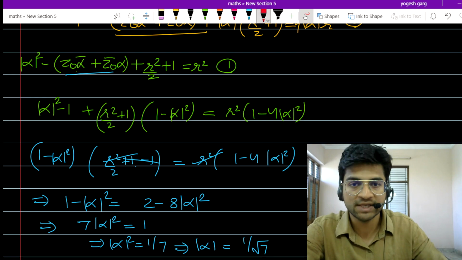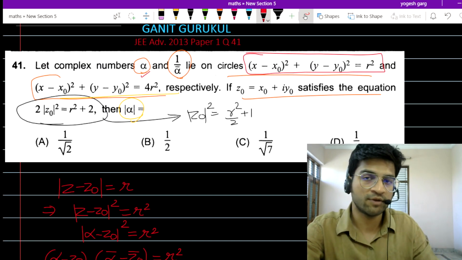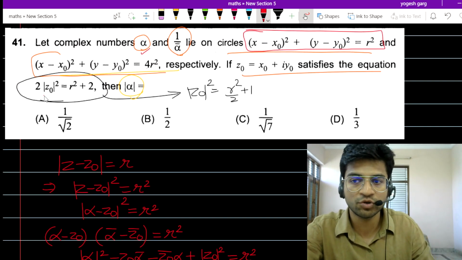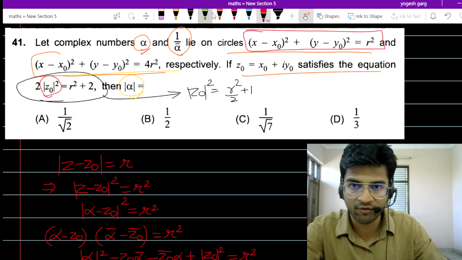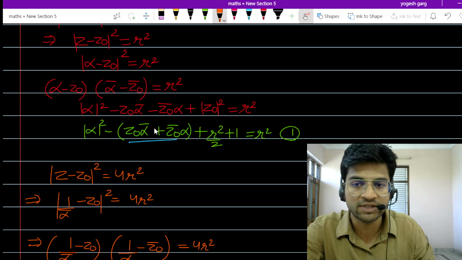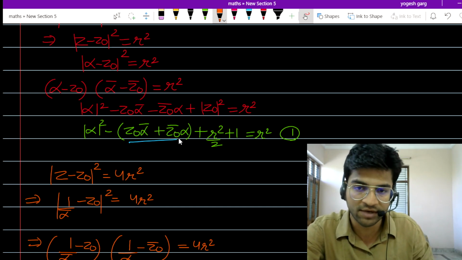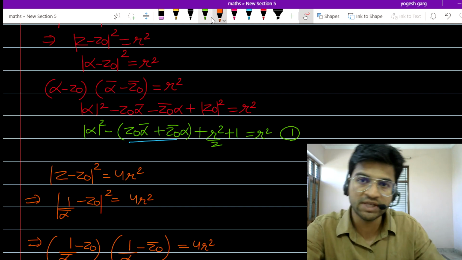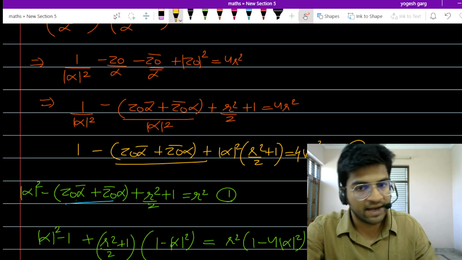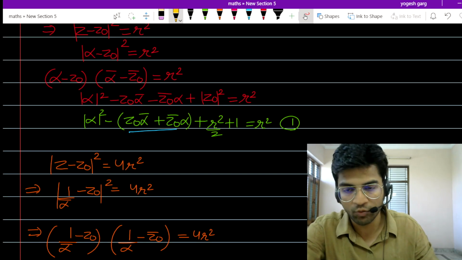So this question involves the concept of writing the equation of a circle in terms of complex numbers, and also it involves the idea that you should replace mod z naught square and eliminate this particular expression, z naught alpha conjugate plus z naught conjugate into alpha. We should eliminate this. So these two things will determine this question, right? And yes, this was a good question, but I would not say that it is very difficult. It is a good question, no doubt, right?